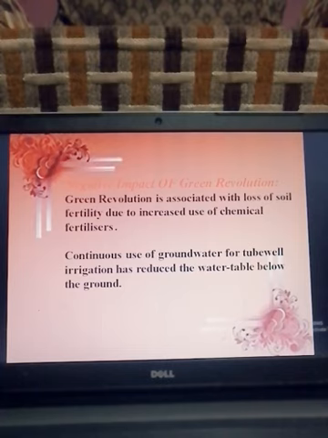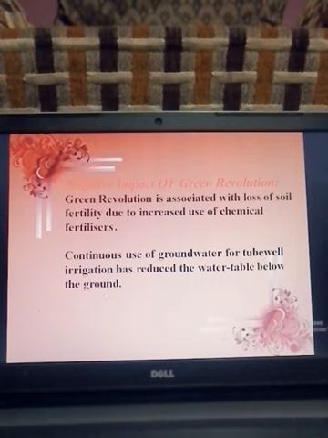But after all this, what are the negative impacts of the green revolution? That is associated with the loss of soil. Why is there loss of soil? Because of the increased use of chemical fertilizer. So this is one negative point, or disadvantage, of using modern methods of farming. And the second one is continuous use of groundwater for tube well irrigation, which has reduced the water table below the ground level.